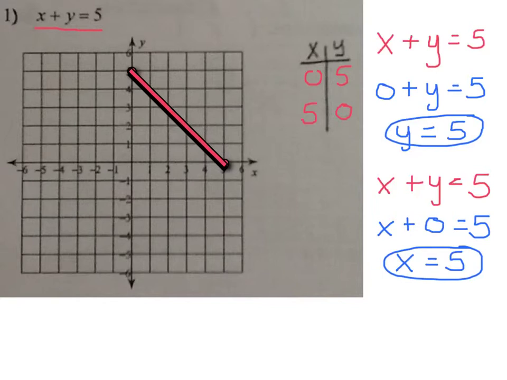Now let's check a third point just to make sure that we haven't made a mistake. I see a point at (1, 4) on my graph. If we put this into our equation, we get 1 plus 4 equals 5. Since this is true, we know that our line must be right.